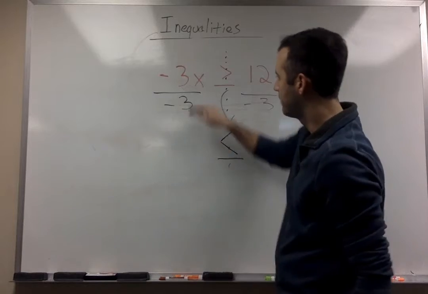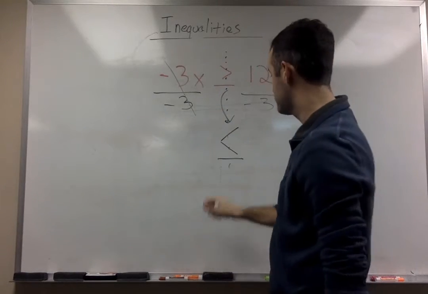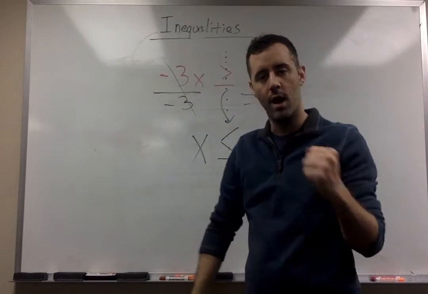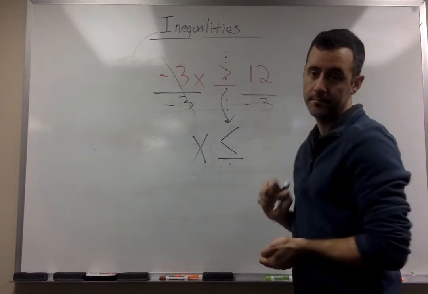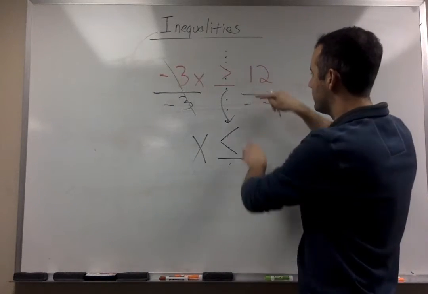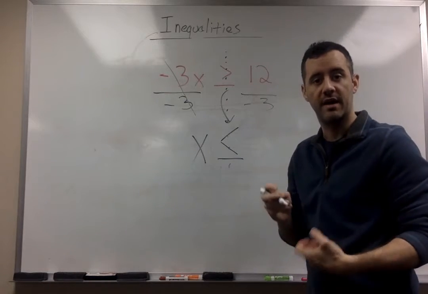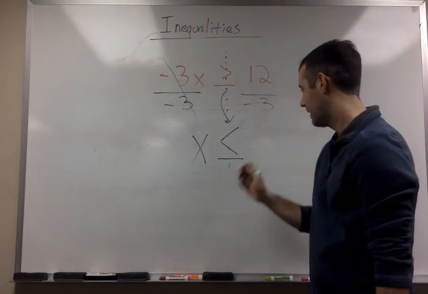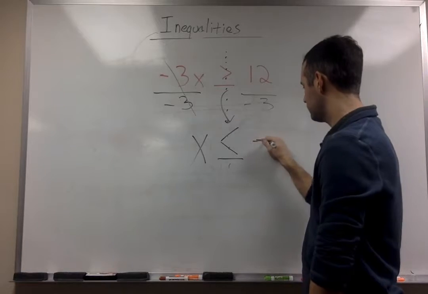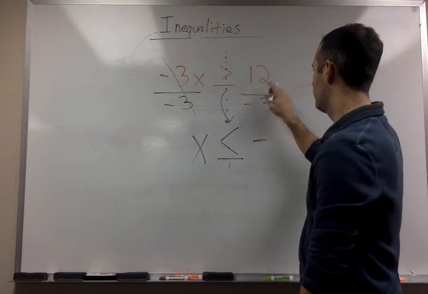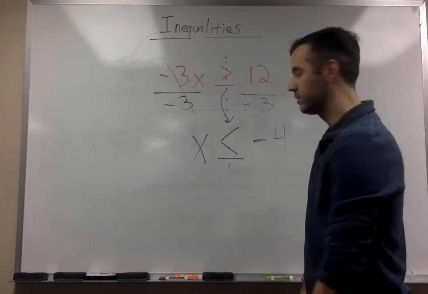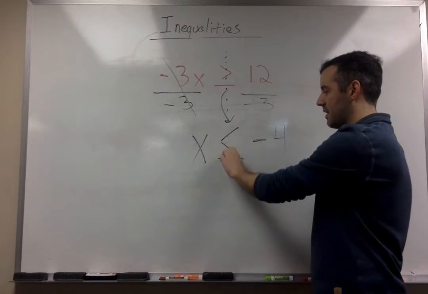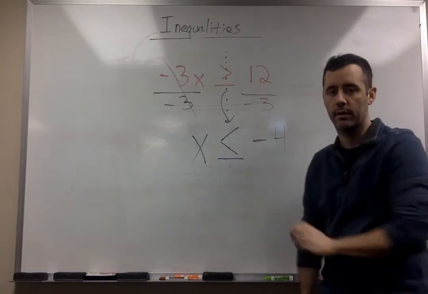-3 divided by -3, those are going to cancel each other out and just leave me with x, which is what I want, right? X by itself. 12 divided by -3. We're dividing, and our signs are different. When our signs are different and we're dividing, that gives us a negative number. 12 divided by 3 is 4. So my answer is x is less than or equal to -4.